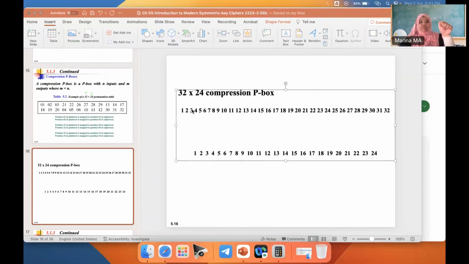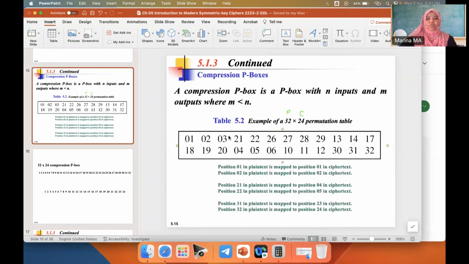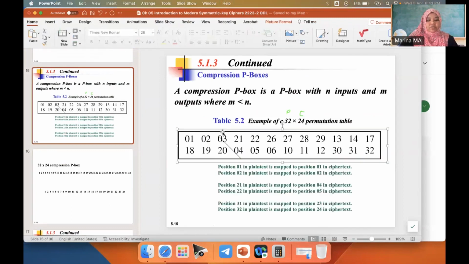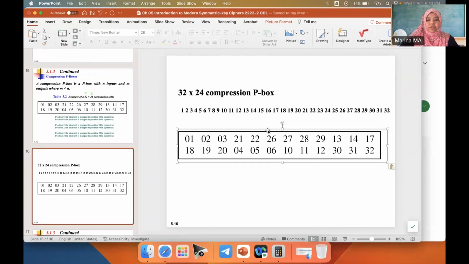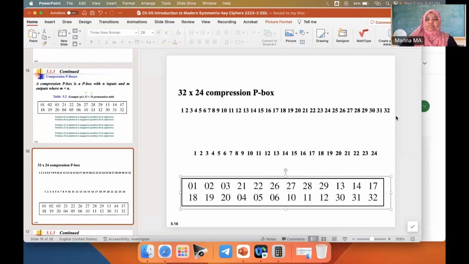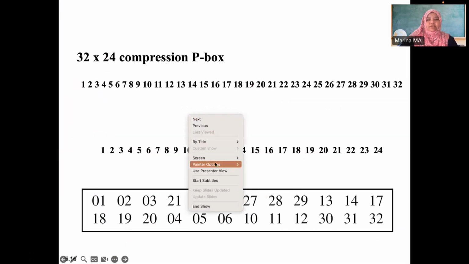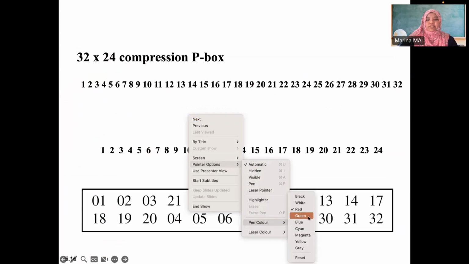Okay, so we have 32 positions in the plain text and 24 positions in the ciphertext. All right, so look here. Let me copy this down here so that we can refer to it. All right, so let's do this. How do we do this?